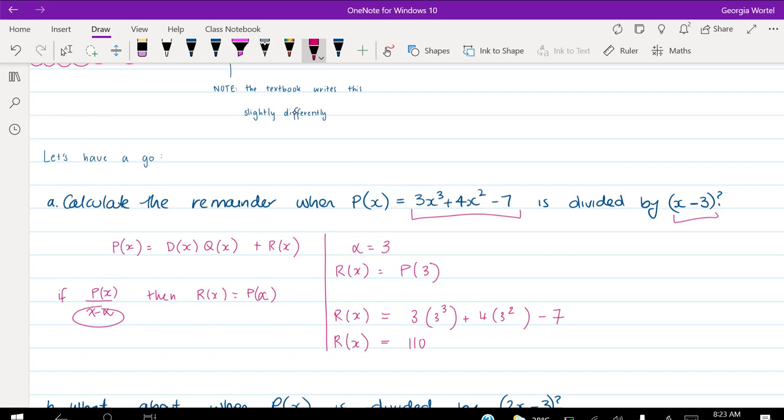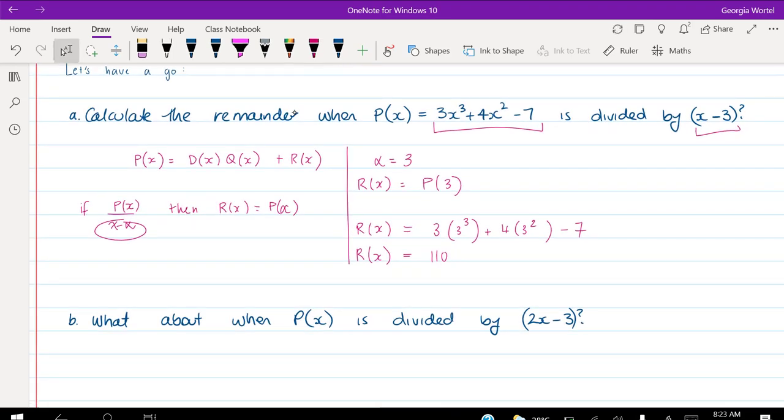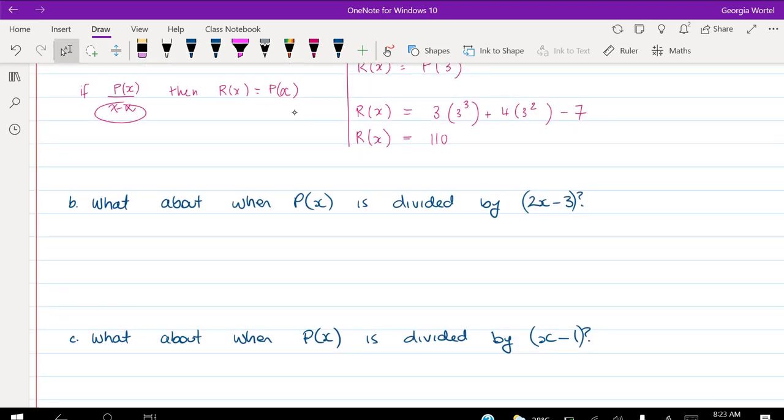So there you can see that you can work out the remainder really easily using this theorem without having to go through the whole division process and then working out what the remainder is on top of that. So it's quite nice. I'd like you guys to have a go at this one. Pause the video, have a go at that one, and come back and check your answer.